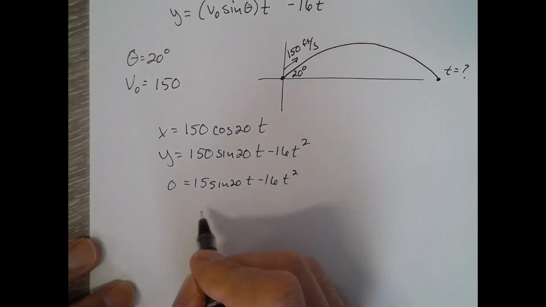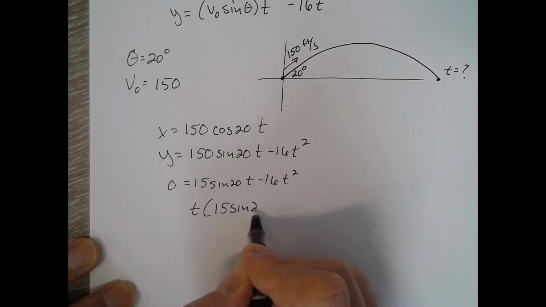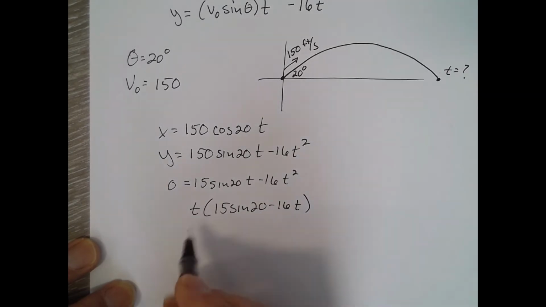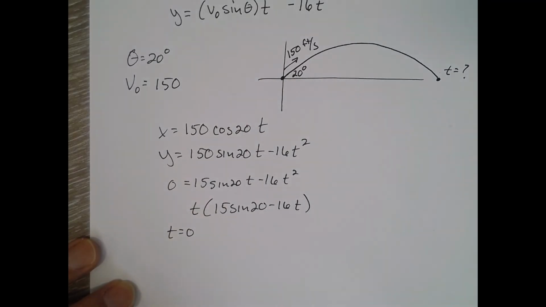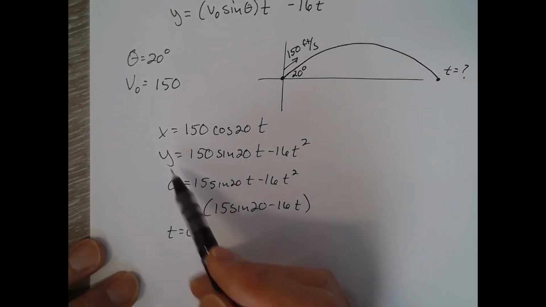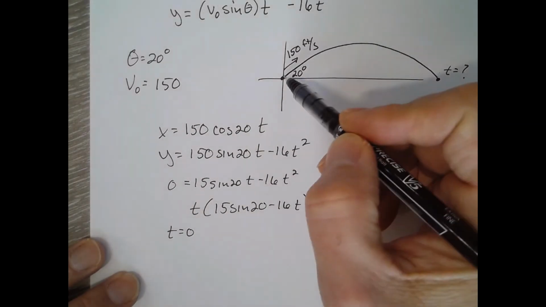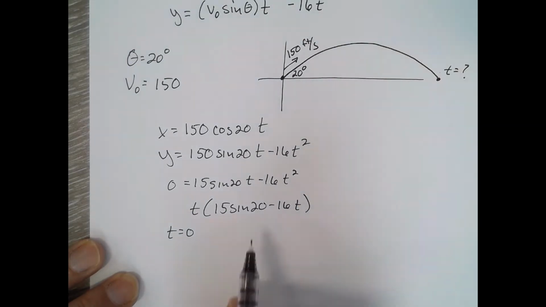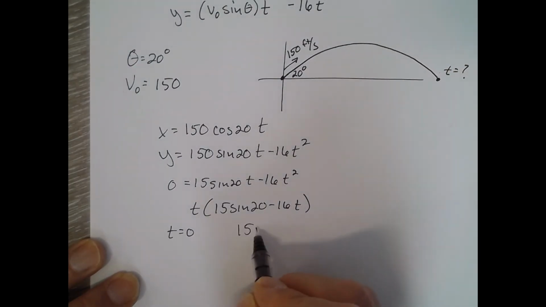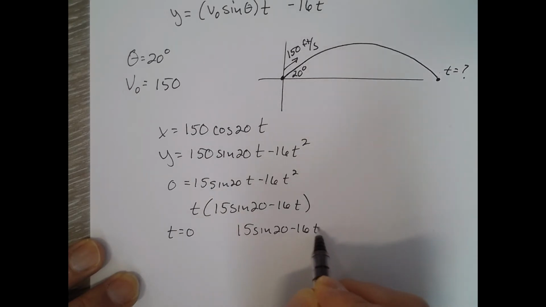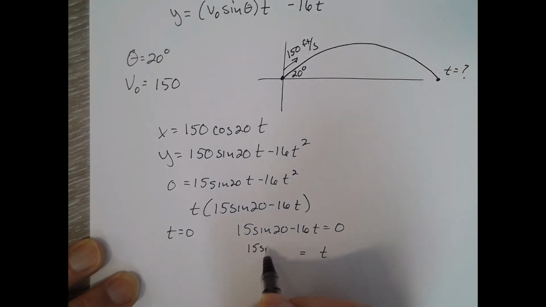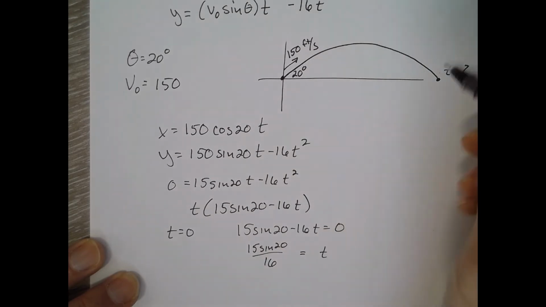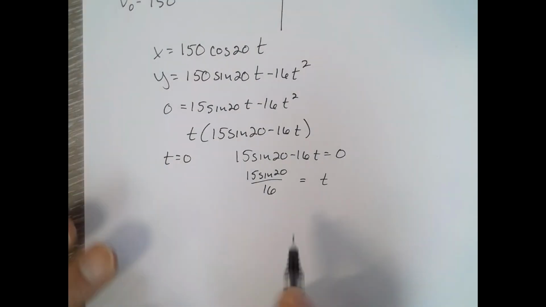Well, they both have t in them, so it's 150 sine 20 minus 16t set equal to 0, so t equals 0. Well, that's not surprising that y is equal to 0 when we've got a time t equal to 0. Okay, we knew that already. When I set this equal to 0 and solve, that'll give us our other solution. So it looks like t is 150 sine of 20 over 16. That's how long it's going to take to get back down to the land.